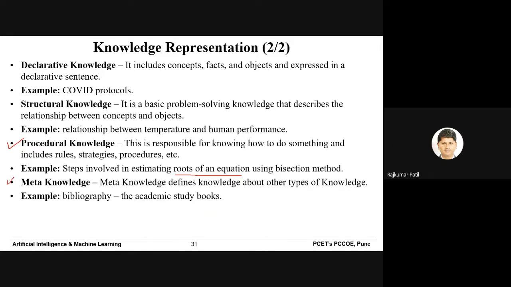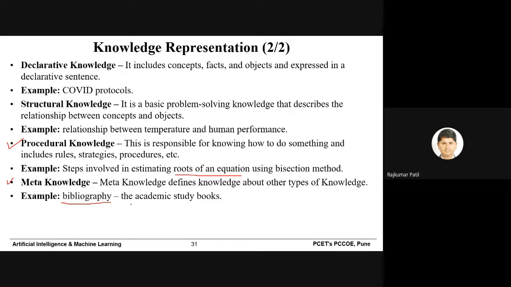So meta knowledge defines the knowledge about other types of knowledge. For example, if you make a statement, then sometimes you give some references. For example, if I say that tomorrow is a holiday, and I give here the reference of the notification that we received from the institute. So here I am quoting that tomorrow is a holiday is a statement not made by me. I am making this statement based on the notice that we received from the institute.